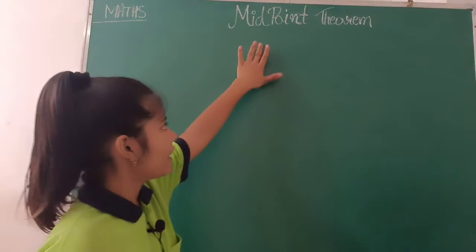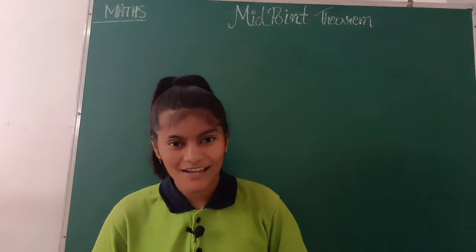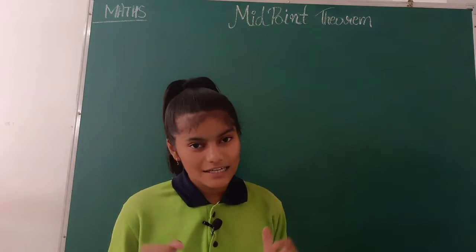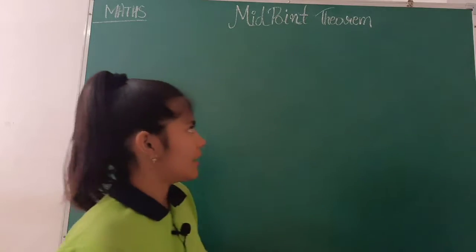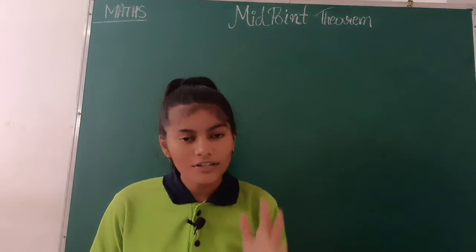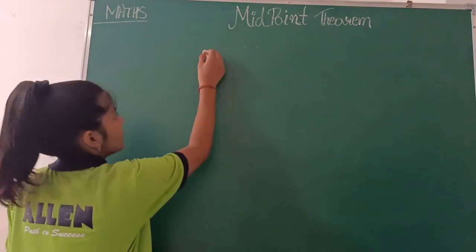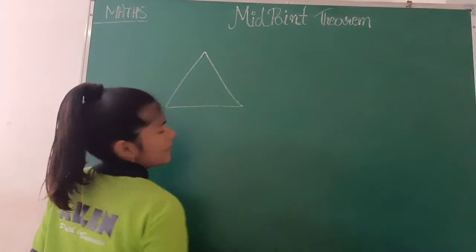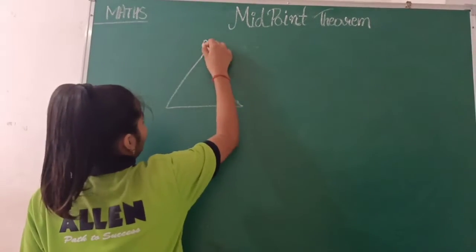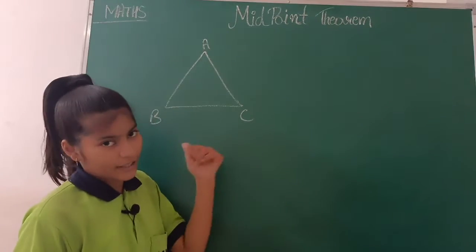So firstly, we should know what the midpoint theorem is. So let us understand and dive deeper into this. This is a theorem which says that if we take any triangle, let me take this triangle and let me name the vertices A, B and C. This is triangle ABC.